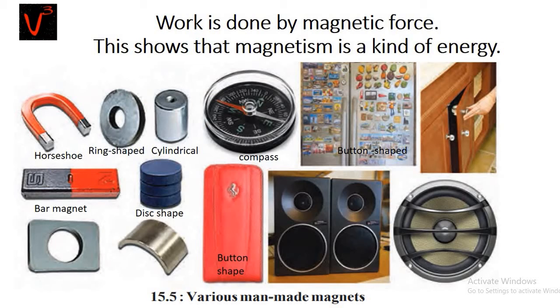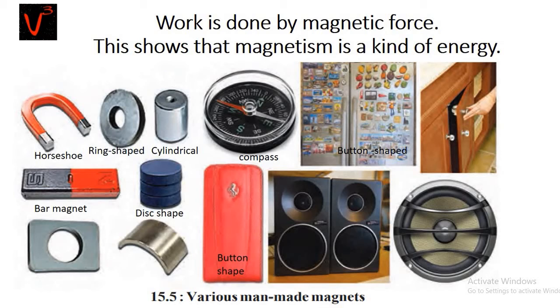Magnets can have a variety of shapes depending on their uses. As in the figure you can see, there are many different kinds of magnets kept here. First, the horseshoe type, then ring shaped, cylindrical shape. There is a compass. A compass shows the direction, north south. Always the magnet is pointing towards the north south direction. And there is a button shape. There is a bar magnet. These are various man-made magnets which we use every day.